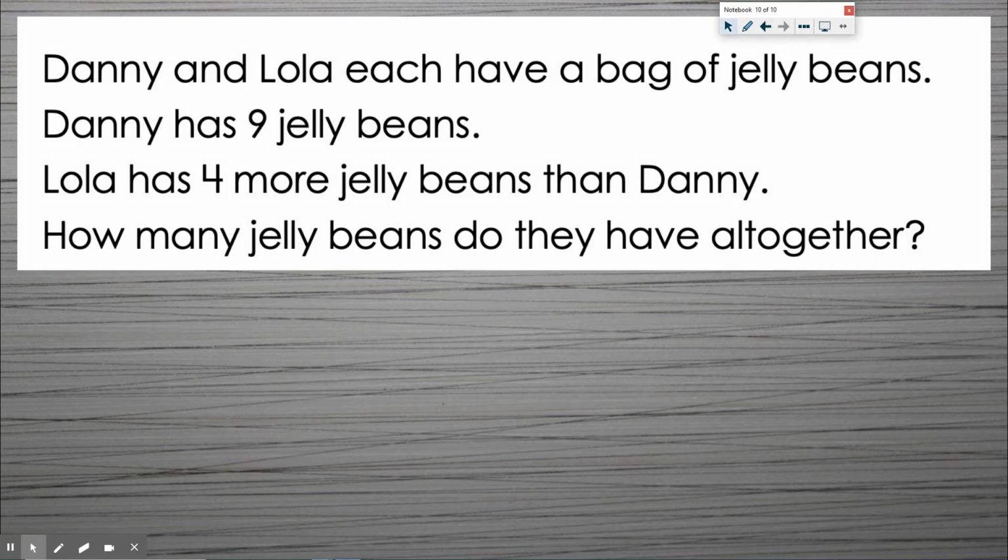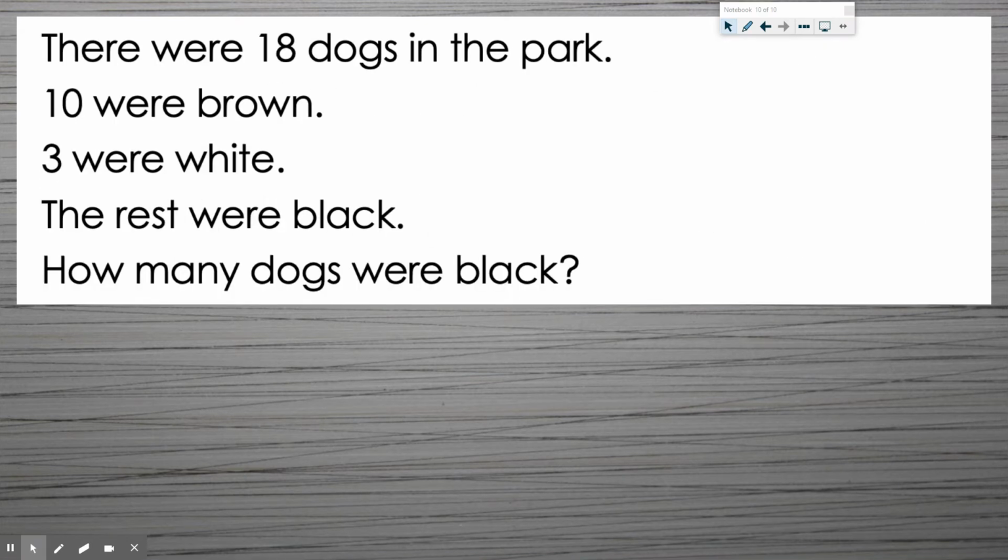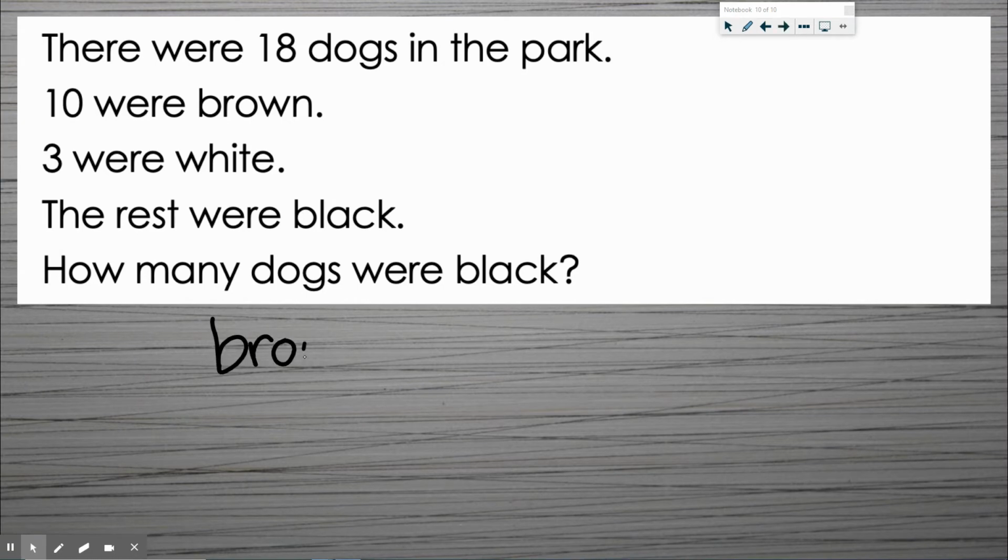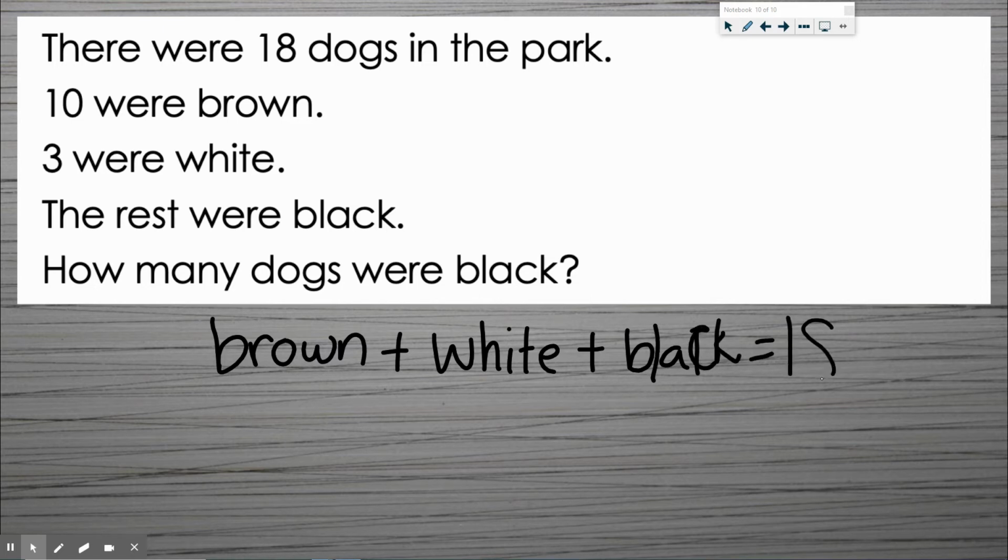Okay, let's look at another one. There were 18 dogs in the park. 10 dogs were brown, 3 dogs were white, the rest were black. How many dogs were black? So if I think about this, I know that the number of brown dogs plus the number of white dogs plus the number of black is going to be 18.